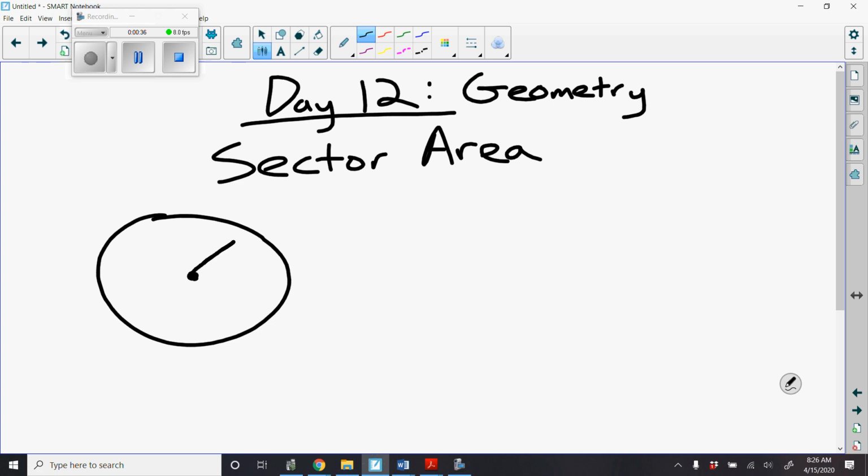Here's a radius, here's a radius, here's an arc. This piece right here is called a sector. Now, a sector is two-dimensional, whereas an arc length was one-dimensional, right? In your head, the way I think about a sector is it's like a piece of pizza.